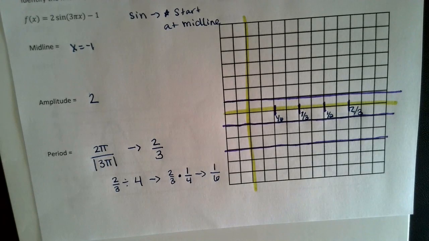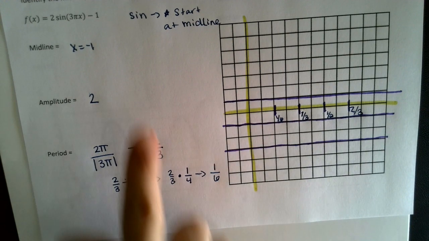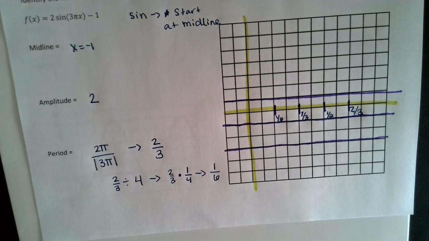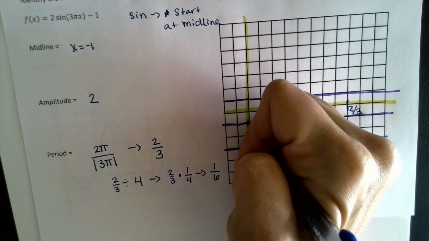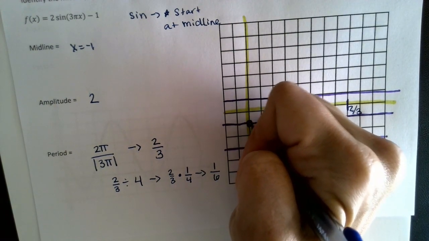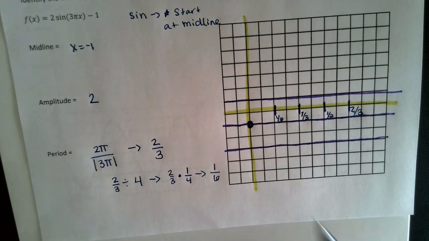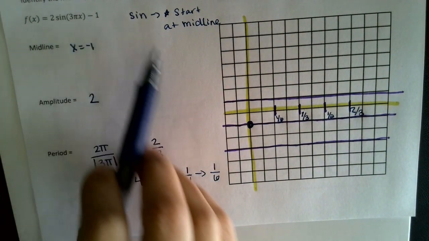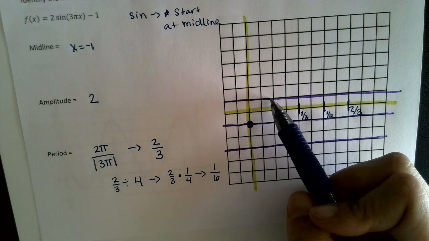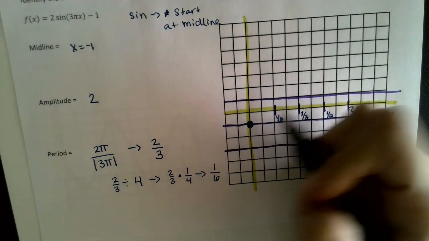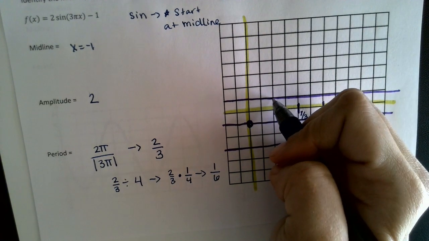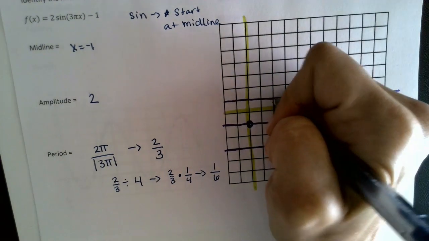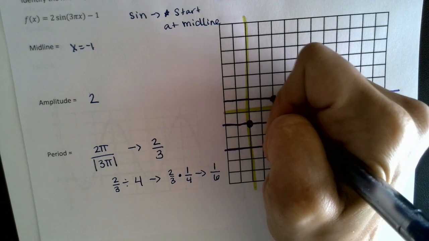Now, let's remember what we identified. When we're doing sine, we start at the midline. So this is my y-axis. I'm going to start at the midline. And because it's positive, after the midline we go up. So, after the midline, I will be at the upper line, and I have to be at that 1/6.